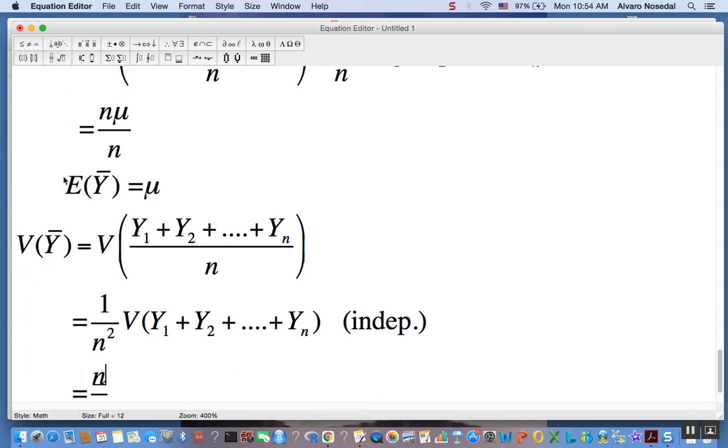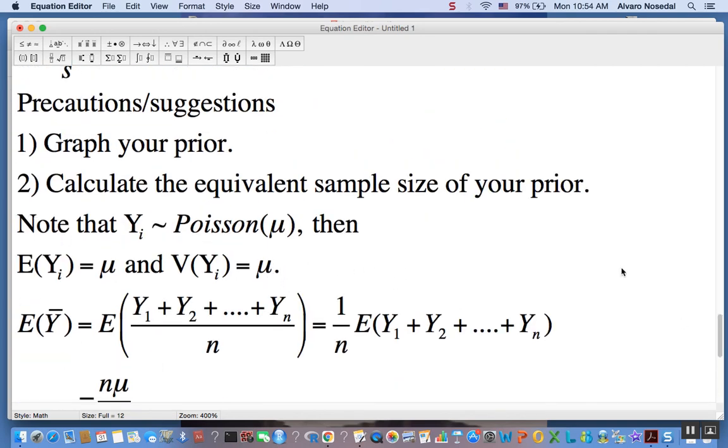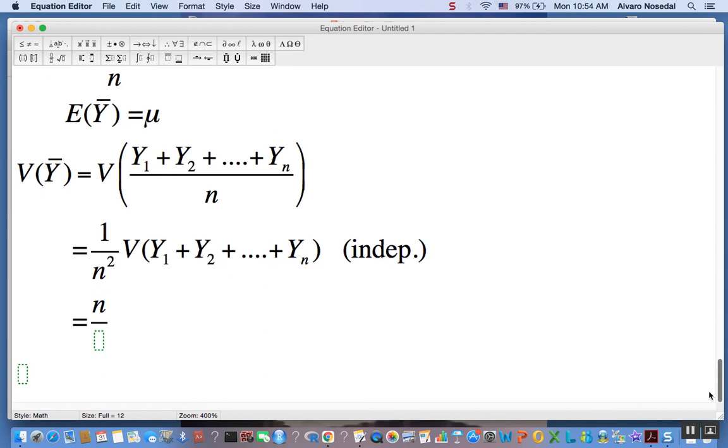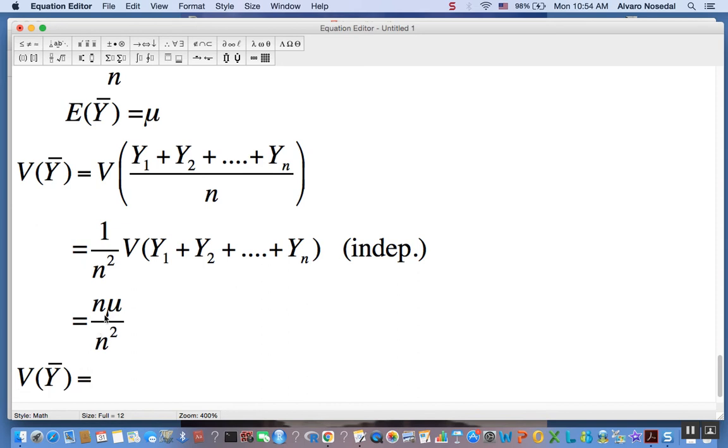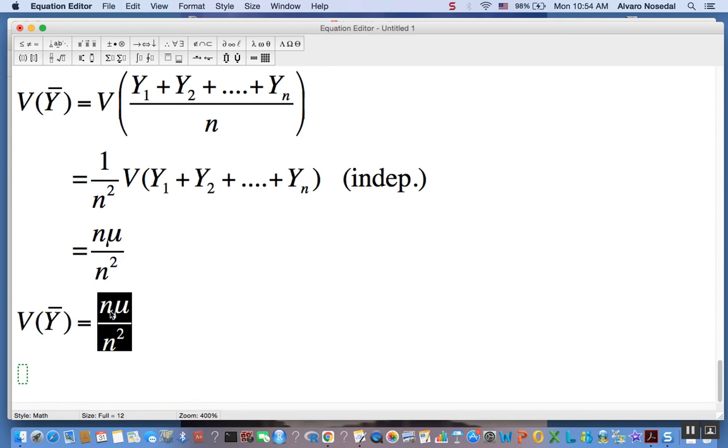So n times the variance, but the variance for a Poisson happens to be mu. So we end up with n times mu again divided by n squared. So in the end, what we have is that the variance of y bar is mu divided by n, right? Once we simplify that expression. There we are.